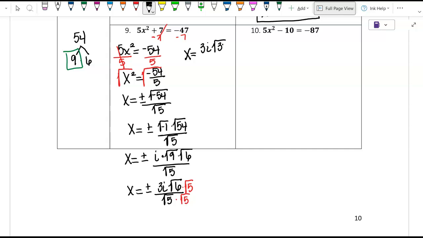Now I have radical 30 because 6 times 5 is 30 divided by radical 25. 30, if I look at its factor tree, is 5 times 6. There's no perfect squares there, so 30 isn't going to simplify. 25 is a perfect square. Oops, I forgot my plus or minus there. So x equals plus or minus 3i radical 30 divided by 5.